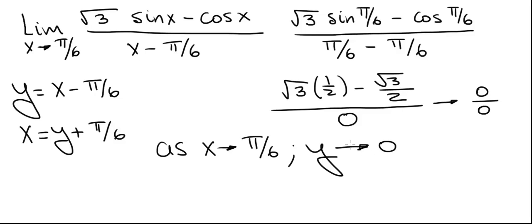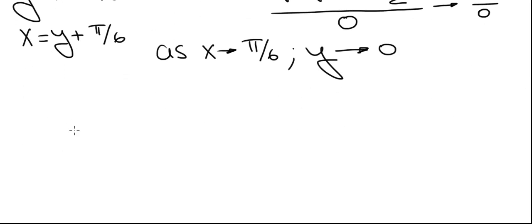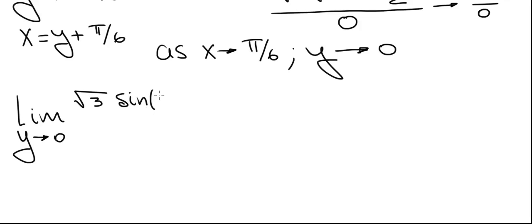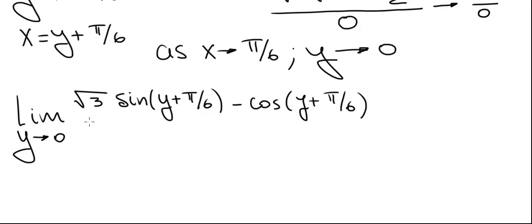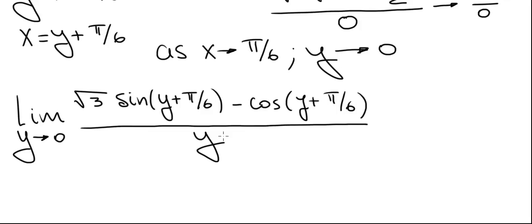So we'll rewrite this original limit in terms of variable y. In terms of variable y, the limit looks like this. It is the limit as y approaches 0 of square root of 3 times sine of y plus pi over 6 minus cosine of y plus pi over 6, and this is divided by y. So to solve this limit, we'll require 3 results.